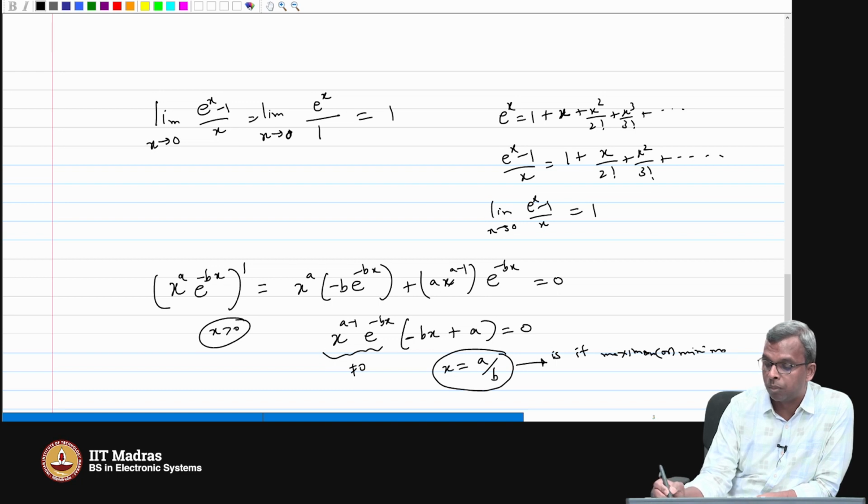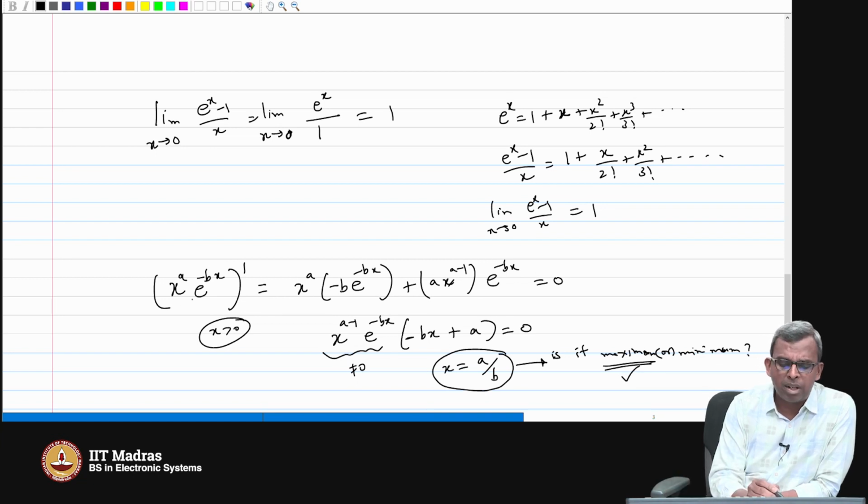Maximum or minimum. Okay. So, it turns out in this case it's a maximum. You can argue this in many ways. You know, x power a increases, e power minus bx decreases. So, this will increase and decrease. So, that is one very intuitive way of arguing for the maximum.